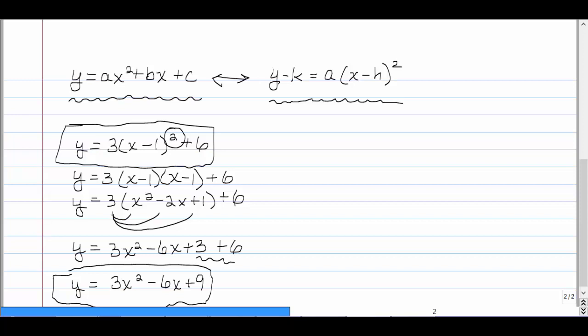If we're given an equation like y equals negative 4x squared minus 24x minus 41, I can convert to vertex form. The first step is completing the square. It's a good idea to start by moving the constant to the other side. Then factor out the leading coefficient.